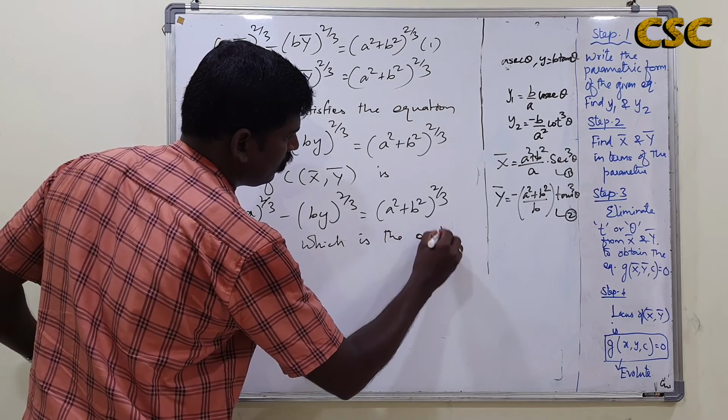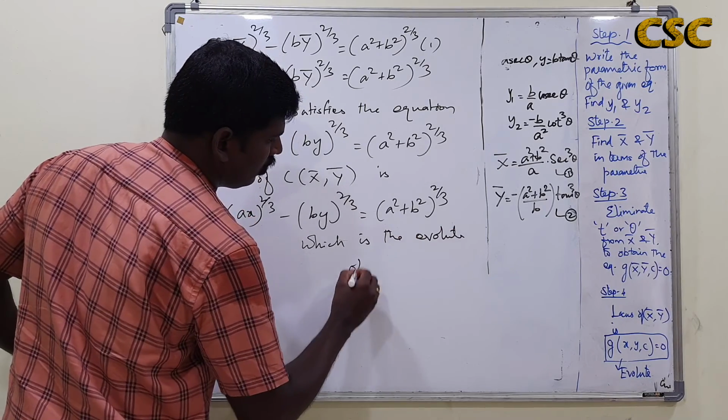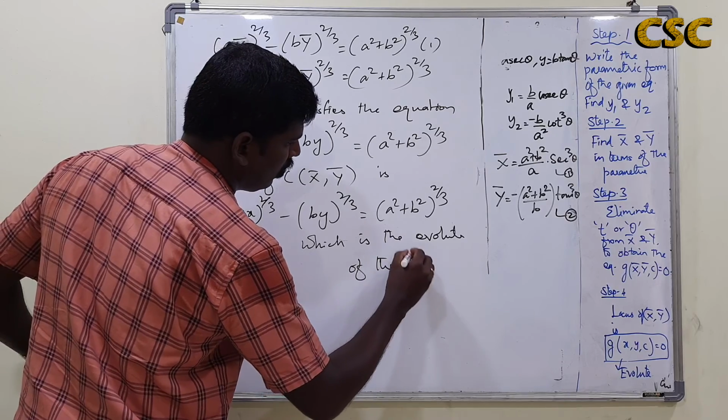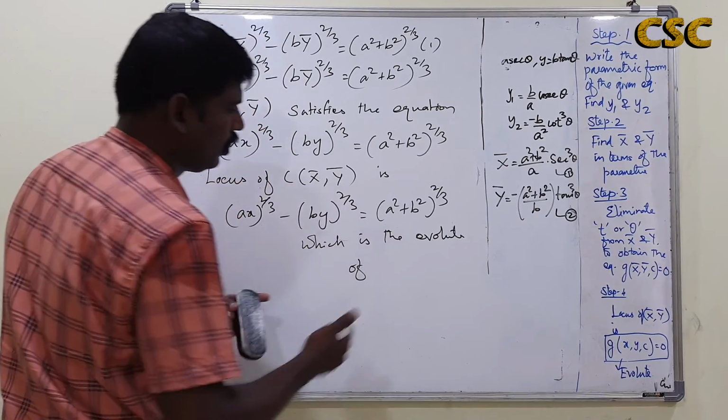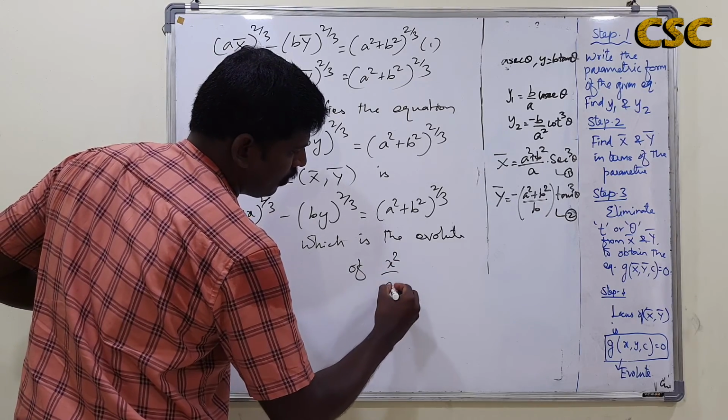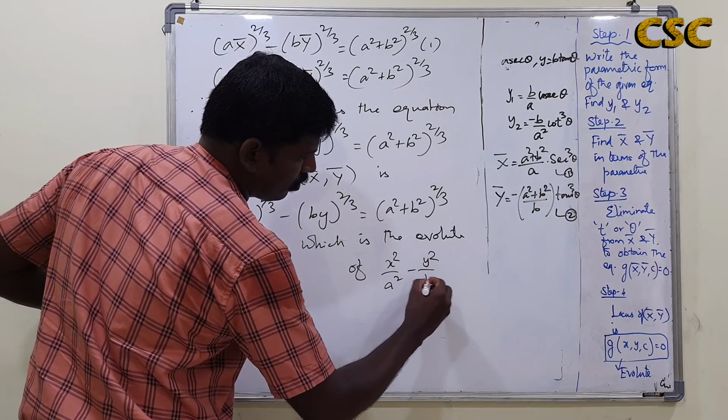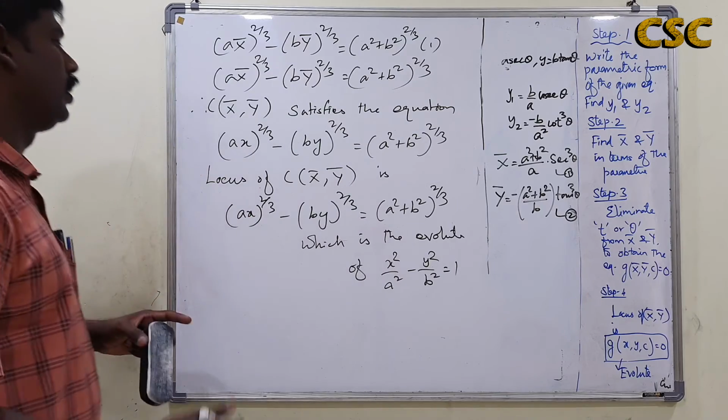So this is the equation g of x, y, c, which is the evolute of the hyperbola x square by a square minus y square by b square equal to 1. That's all.